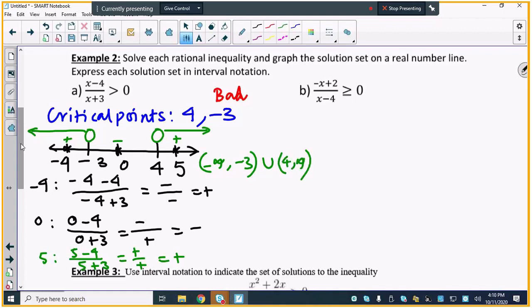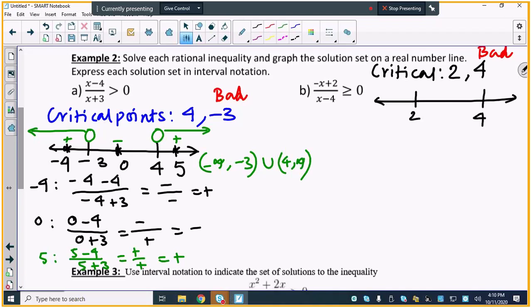This time we have greater or equal to 0. So let's first find the critical points. Critical points are where the top is equal to 0, and you will see 2 is where the top is 0, and 4 is where the bottom is 0. But 4 makes the bottom 0, so that's the bad point. I have to be careful about it. Draw a number line and get your test points. So 2 and 4. Test points are going to be 0, 3, and 5.